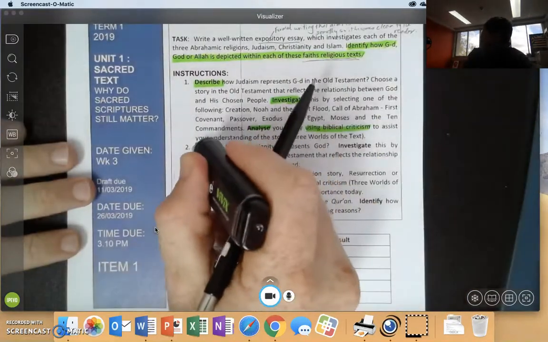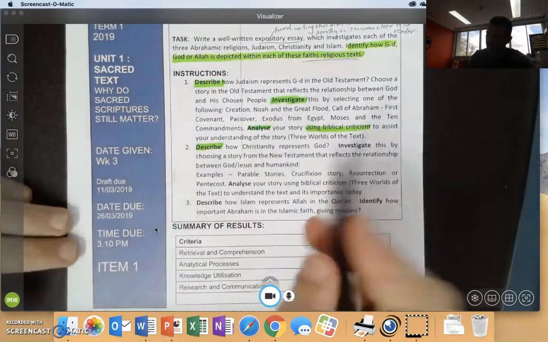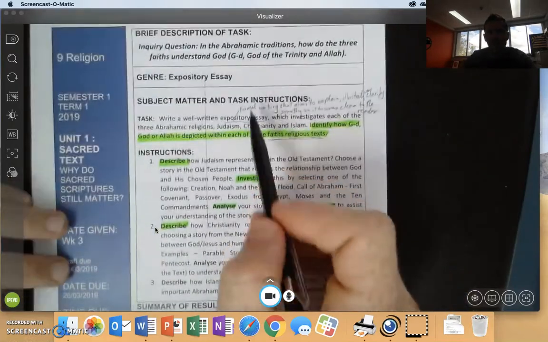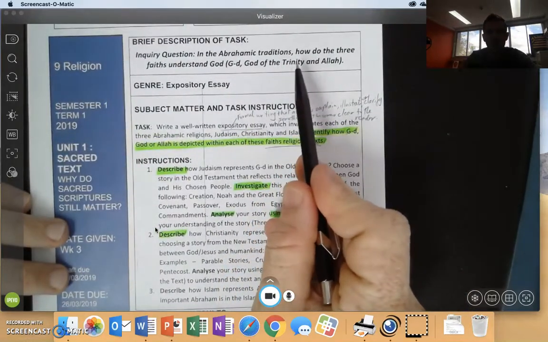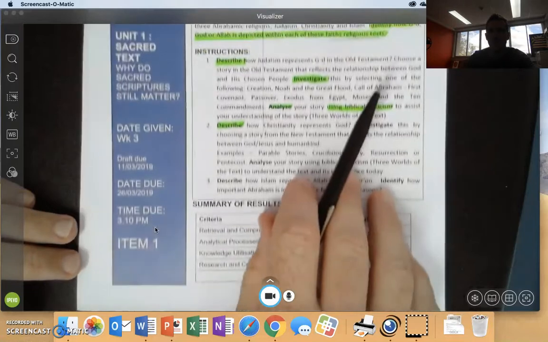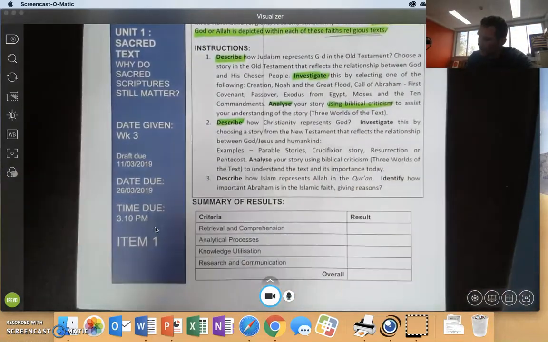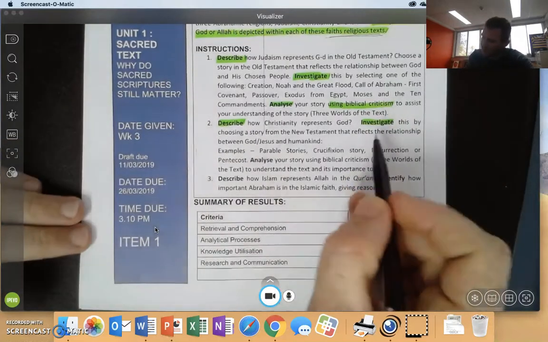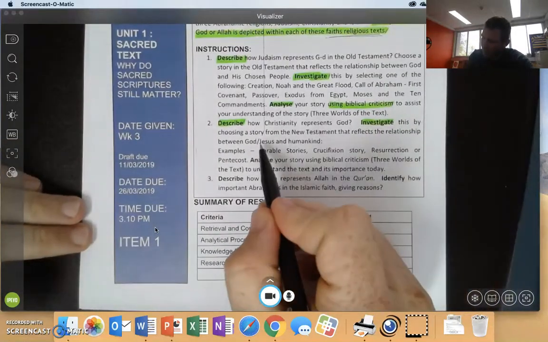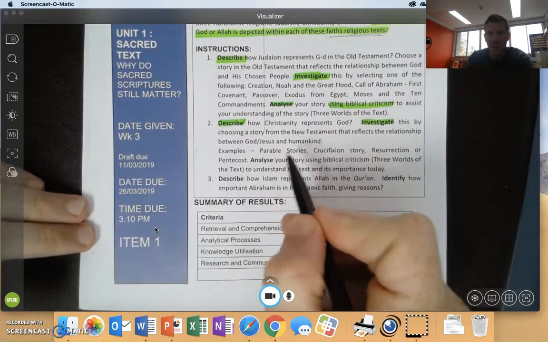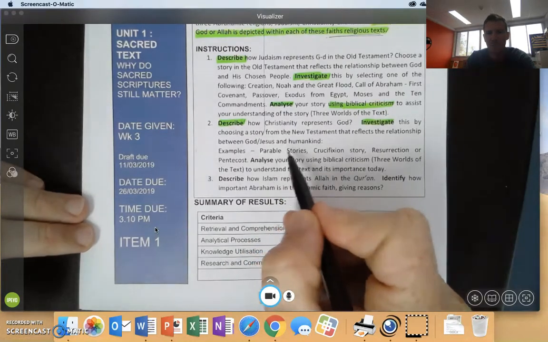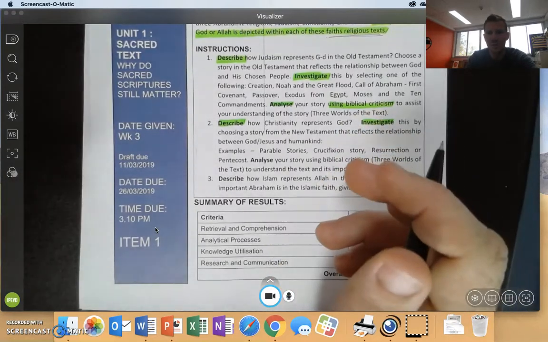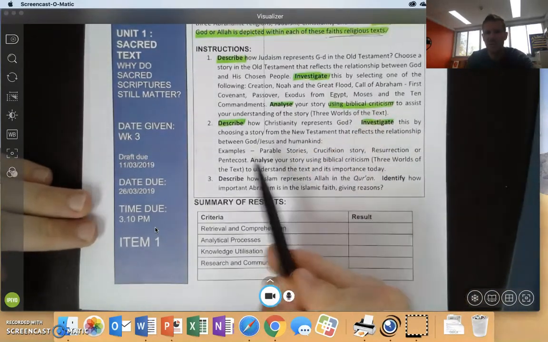describe, okay, a similar thing, how Christianity represents God. How do we represent God? Obviously, there's a hint up here: God, the Trinity. So I'd be expecting you to talk about the Trinity. Investigate this by choosing a story from the New Testament that reflects the relationship between God or Jesus and us. And the examples are the parable stories, the crucifixion stories, resurrection or Pentecost stories. All right, so they're your choices. So pick from those.